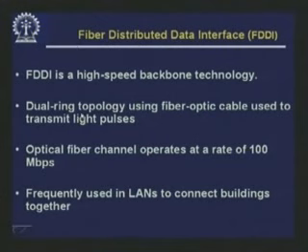It uses a dual ring topology using fiber optic cable to transmit light pulses. The optical fiber channel operates at a rate of 100 Mbps. Well, we can say 100 Mbps only today, but at one point of time when the standard was proposed in the early 80s, it was supposed to be very high speed. Frequently used in LANs to connect buildings together.